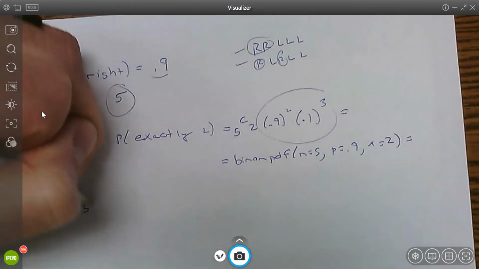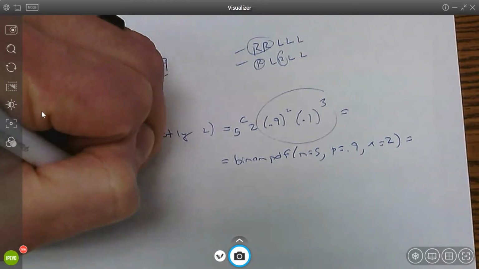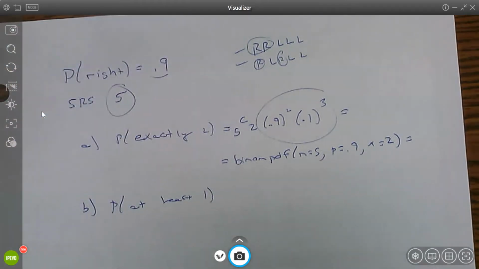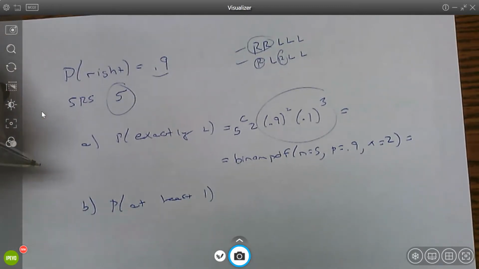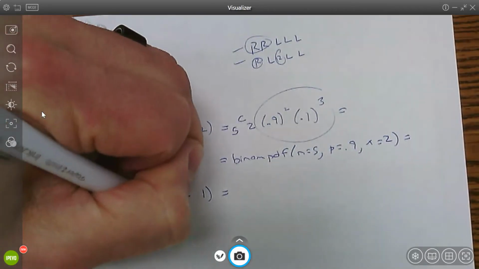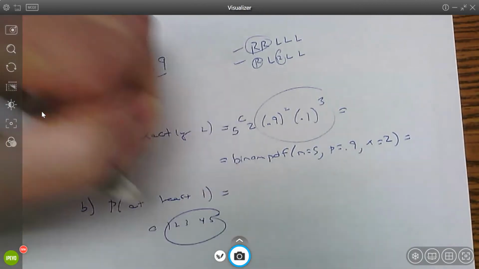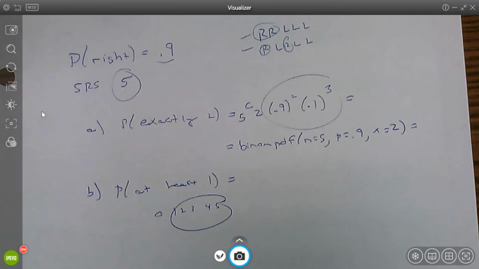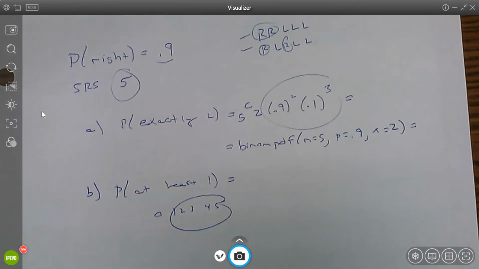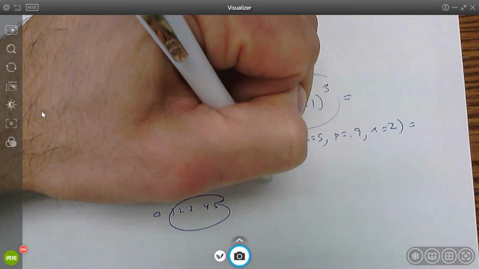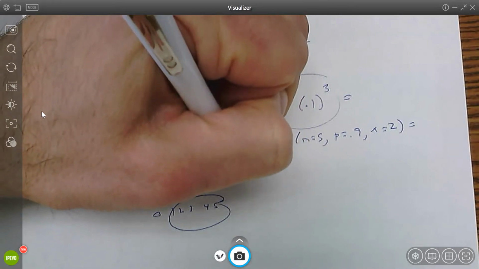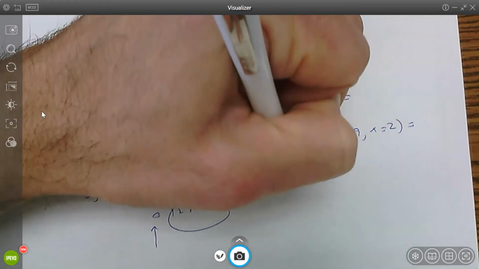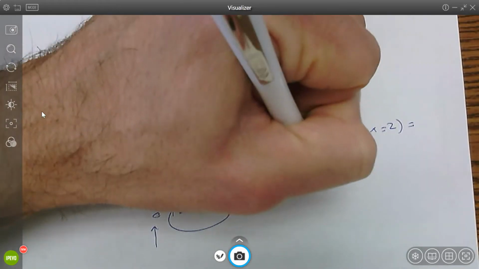Other things that they can ask here, they could say, what's the probability of at least 1? Oh, hey, we've done this before, but I'm going to show you a different way now. At least 1, so 0, 1, 2, 3, 4, 5, that would mean 1 or more of the people is right-handed. So that means I'm going to have to do 1 minus the probability of 0.